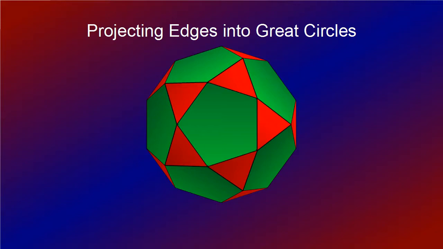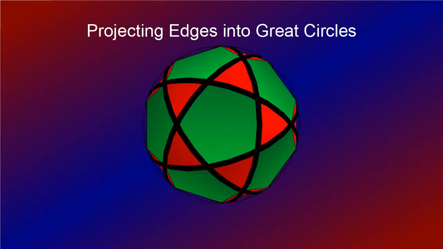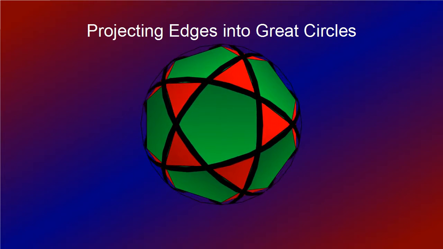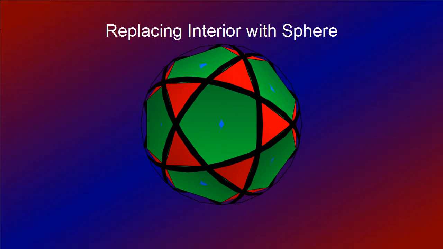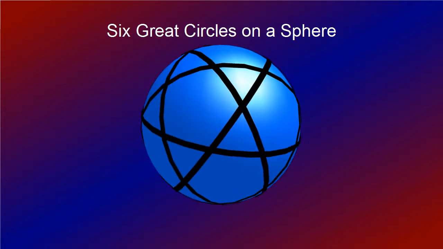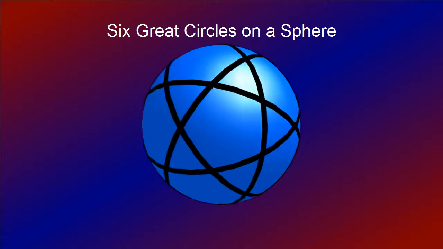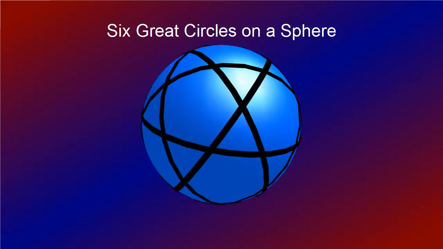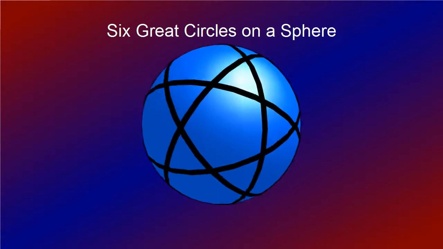So next, we will project these edges out onto the surface of an imaginary sphere just enclosing the icosidodecahedron, and now you can clearly see the 6 intersecting great circles. Since we no longer have any use for the underlying icosidodecahedron, we'll replace it with a sphere, and now we'll have 6 great circles on the surface of a sphere intersecting in a highly symmetrical manner. It has the same symmetry as the dodecahedron that we started with.